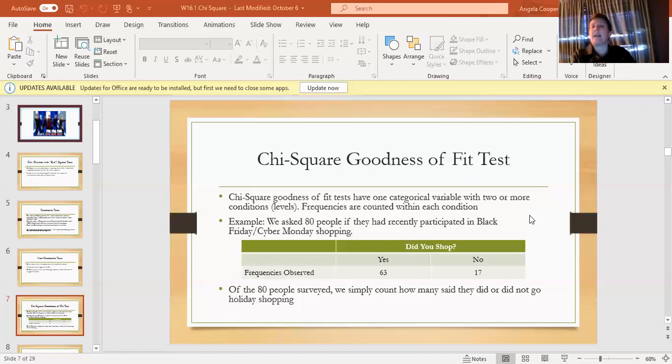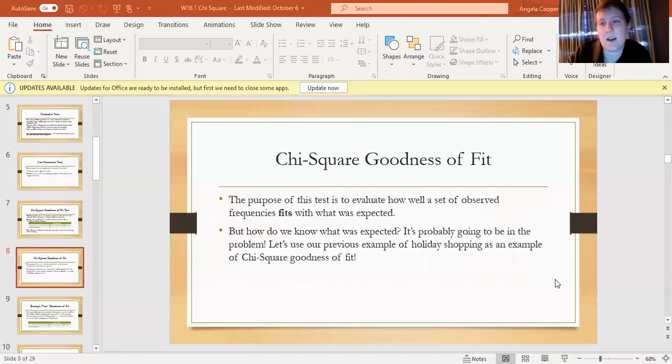When we have these 80 people that we asked, 63 said yes, they did shop on Black Friday and/or Cyber Monday, and 17 people said no, they did not. That's our observed frequencies. We had 80 people and we just tallied up which ones did and didn't shop, and that is what we have so far.